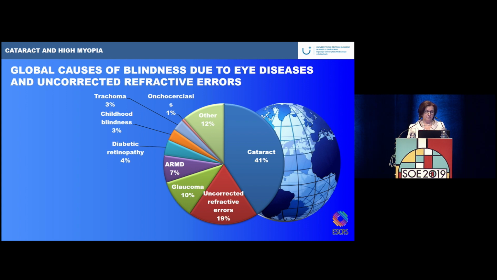So, according to the WHO, the most common cause of blindness is cataract. This is more than 40% of patients. But the second place is for the uncorrected refractive errors, almost 20%.